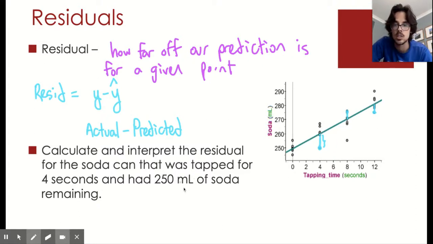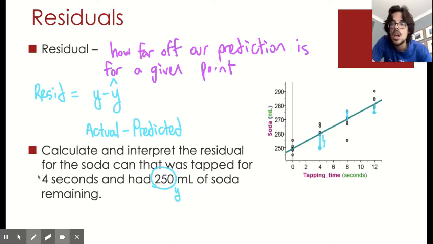So how do you calculate a residual? Well, they tell us the can was tapped for 4 seconds and had 250 milliliters. Is this 250 an actual value or a predicted value? So think about that. The 250 is actually what happened for the can. That's the actual Y value. So this is going to be my Y, my actual.